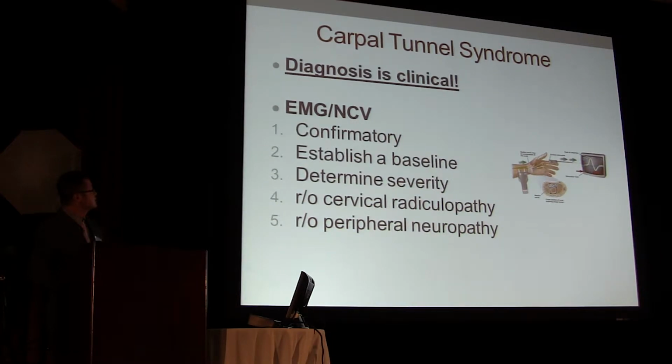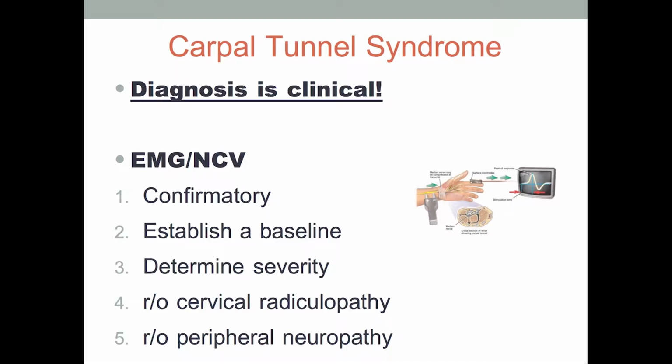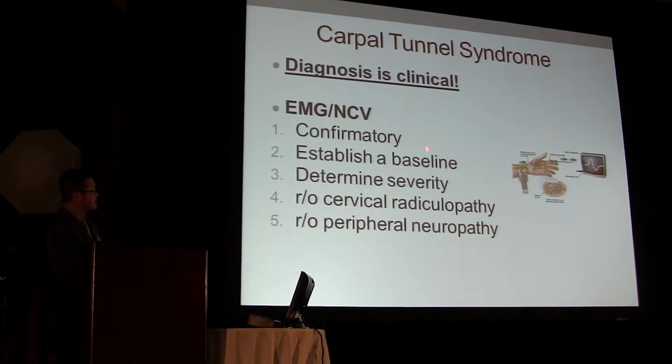So diagnosis of carpal tunnel syndrome is actually clinical. So people will come in with nighttime symptoms, the history makes sense, the physical exam makes sense, then you actually don't have to get an EMG. But in clinical practice, sometimes we do get an EMG for a couple of reasons. Sometimes the insurance companies may require it. I also get it for confirmatory testing and establishing a baseline.